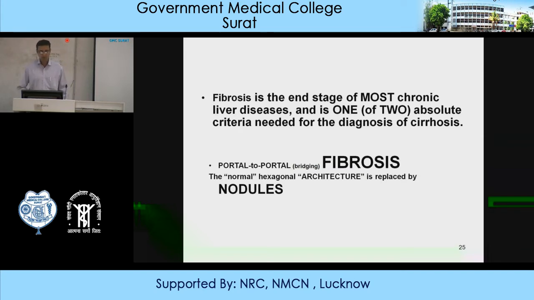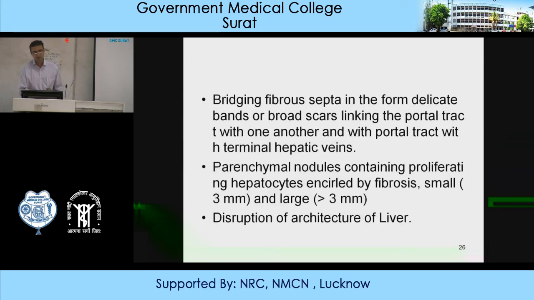Bridging fibrous septa in the form of delicate bands or broad scars linking the portal tracts with one another and with terminal hepatic veins. Parenchymal nodules contain proliferating hepatocytes encircled by fibrosis, which is small (less than 3 mm) or large (more than 3 mm). Disruption of the architecture of the liver is seen.